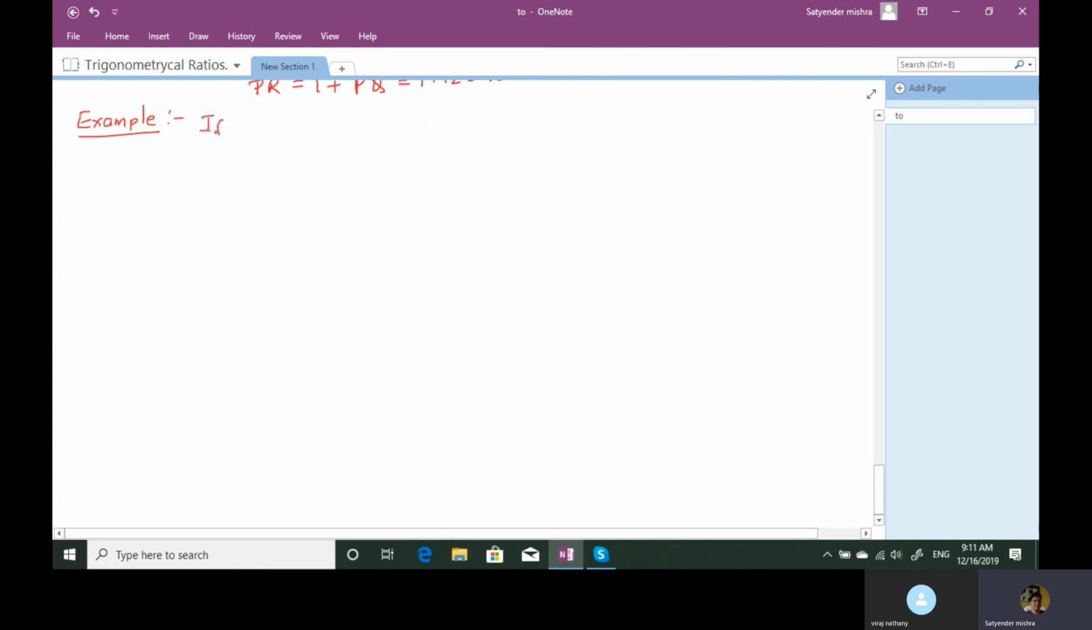If sine theta is equal to root 3 by 2 and cos phi is equal to 1 by root 2, find the value of tan theta minus tan phi upon 1 plus tan theta into tan phi.